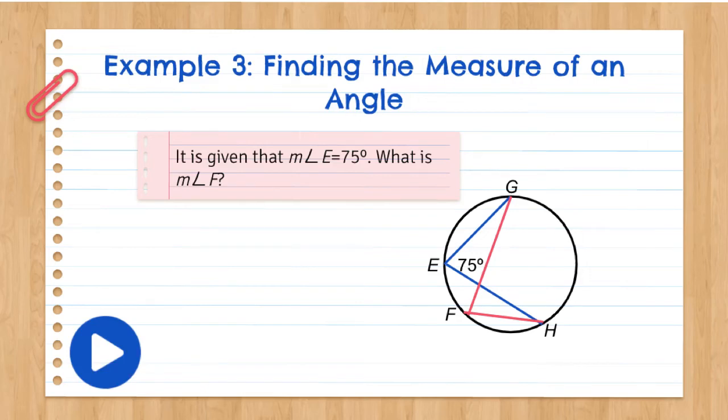Example 3, finding the measure of an angle. It is given that the measure of angle E equals 75 degrees. What is the measure of angle F?